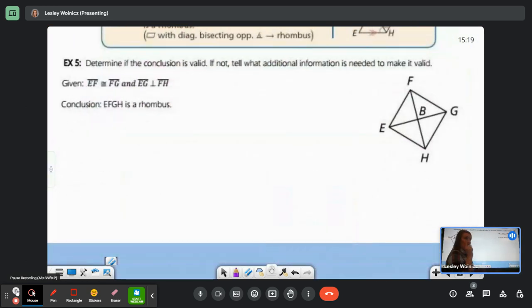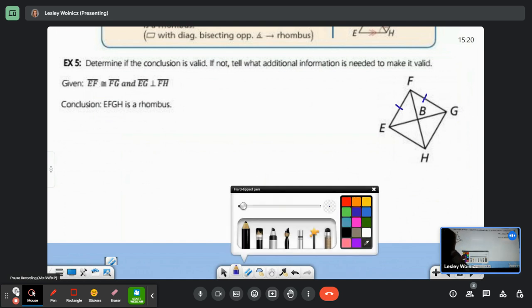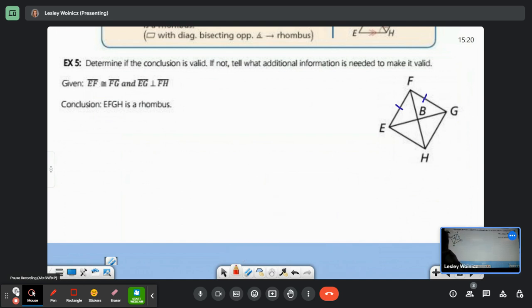So, this is to answer your question. Could we have questions where we're given certain information and we have to determine whether a conclusion is valid? Yes, it's happening right now. If it's not valid, we have to tell what additional information is needed to make it valid. So let's mark our given information. EF is congruent to FG. And then EG is perpendicular to FH. EG and FH, those are the diagonals.